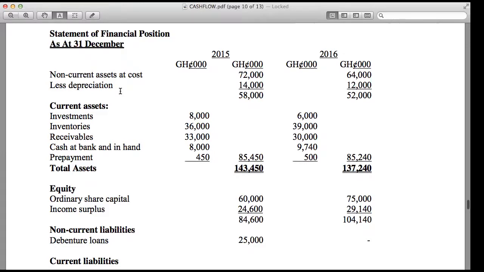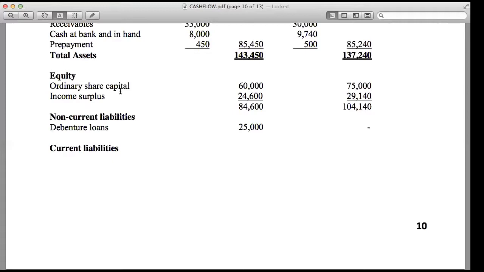Then that's the total asset. Ordinary share. It has increased from 60,000 to what? 75. It has increased by 15,000. So whilst there was no footnote in the question, we are going to assume that they have issued shares for cash. But that's not always the case. When the ordinary share capital increases, that does not mean they've issued shares for cash.